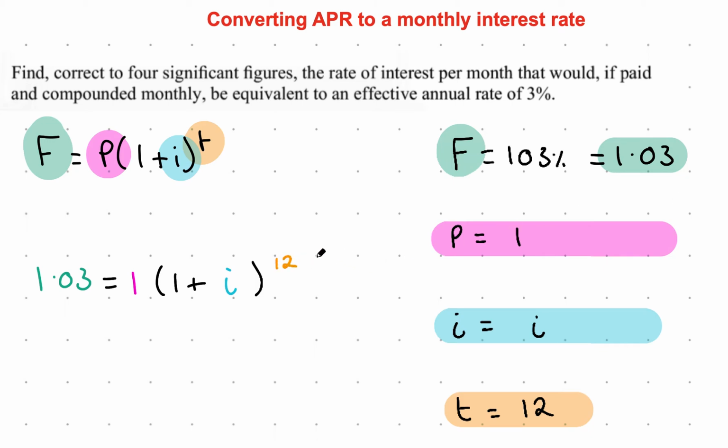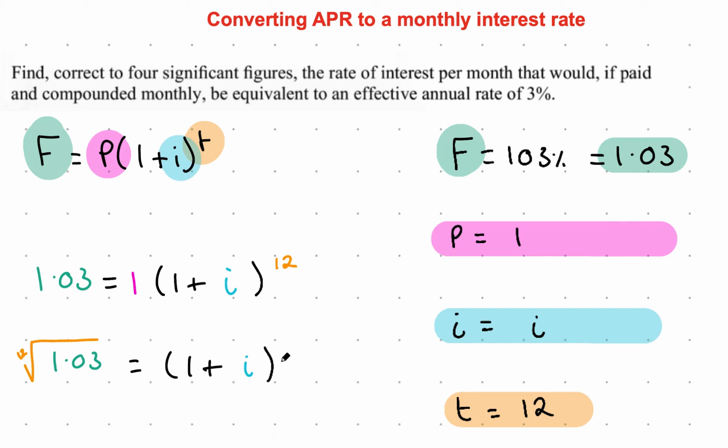So if I want to get I on its own, I would have to say, okay, get rid of that 12. How do I get rid of to the power of 12? Well, I'm actually going to take the 12th root of both sides. So that small 12, be careful of the notation and how you type it into your calculator. That's the 12th root of 1.03. It's equal to 1 plus I, which we're looking for, I.